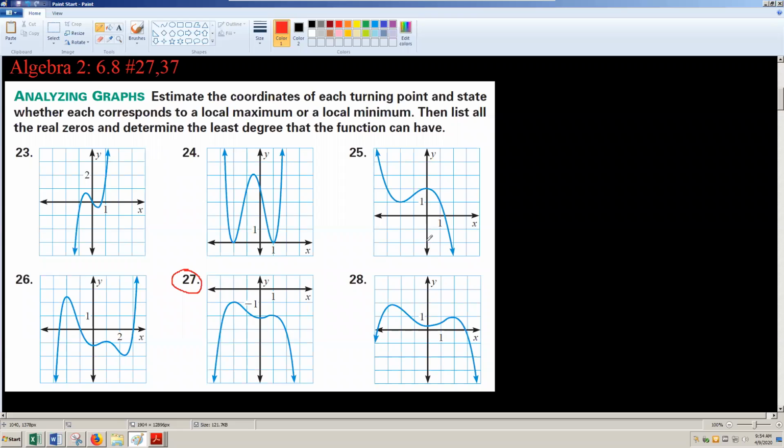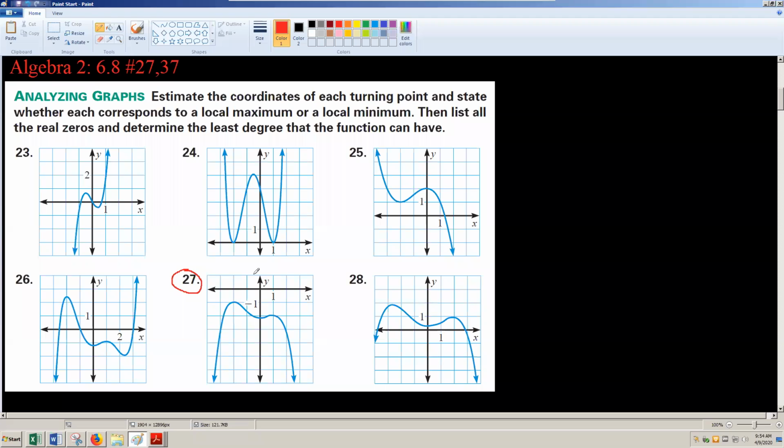So for 27 here, we're estimating the coordinates of each turning point, and we're stating whether each corresponds to a local min or a local max, and then we're just going to list all the real zeros and determine the least degree that the function can have.